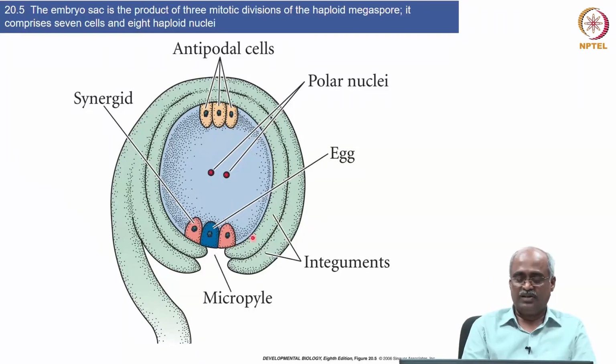Out of the 3 cells that orient themselves near the micropyle, the one cell that is going to fuse with the sperm is the egg cell. This is surrounded by 2 more cells called synergids. These synergids help the pollen coming here to fertilize this properly. Opposite to this, you have 3 more cells called antipodal cells. Their function is not clear, or later they are going to degenerate.